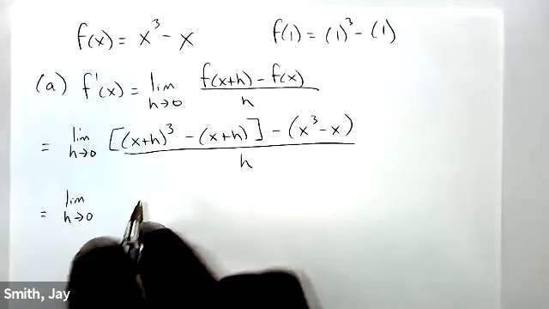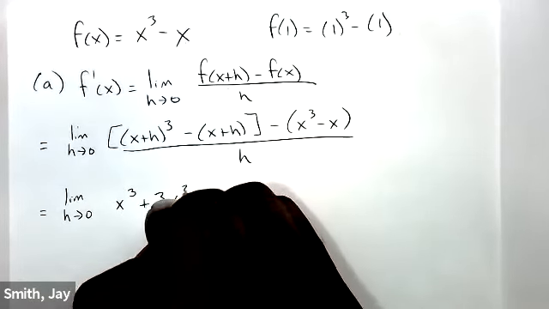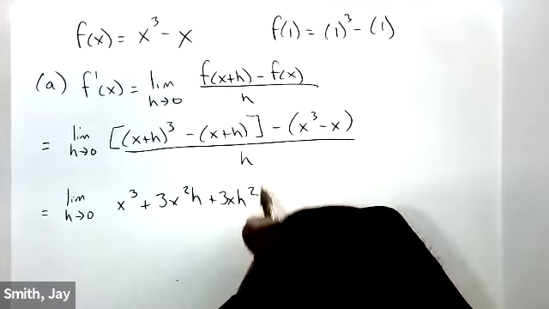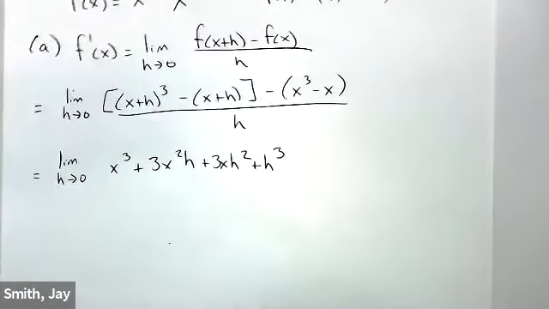So x plus h cubed gives me the expression x cubed plus 3x squared h plus 3xh squared plus h cubed. Every single time, it'll never change. x plus h cubed, or x plus h times x plus h times x plus h, gives me the polynomial x cubed plus 3x squared h plus 3xh squared plus h cubed.